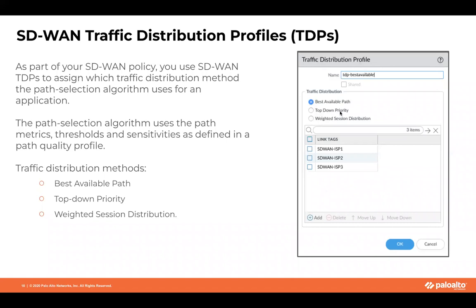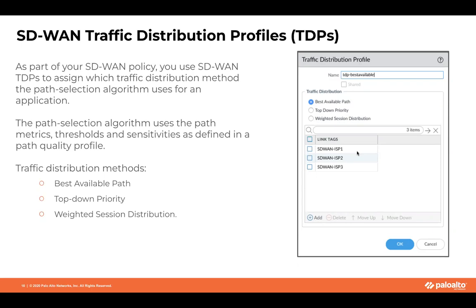The second method we have is the top-down priority. Basically, if we're using the same example here with these link tags, except we're changing the traffic distribution from best available to top down. When using the top-down method, the path selection chooses the qualified path that matches the highest priority link tag. So whatever is on top is considered preferred. As long as it's qualified, we will send that session down that path.